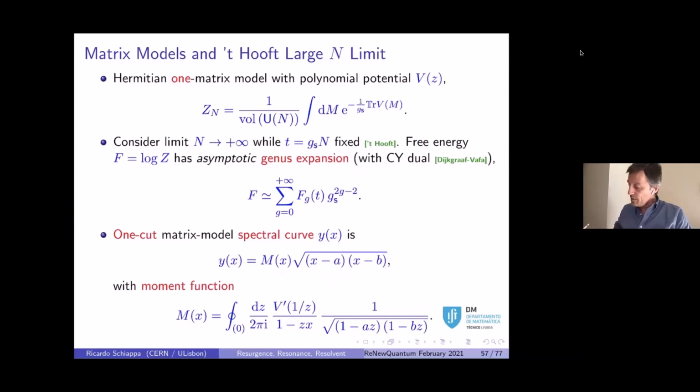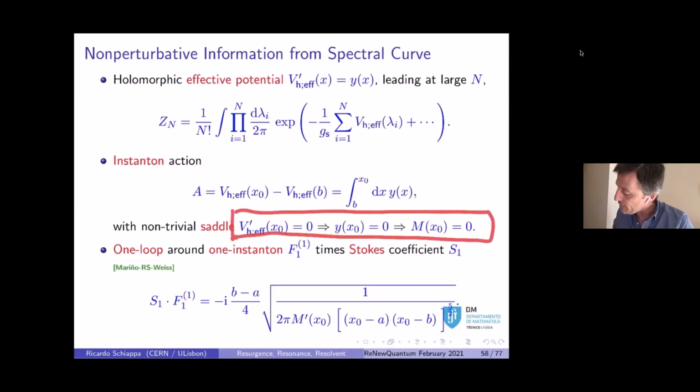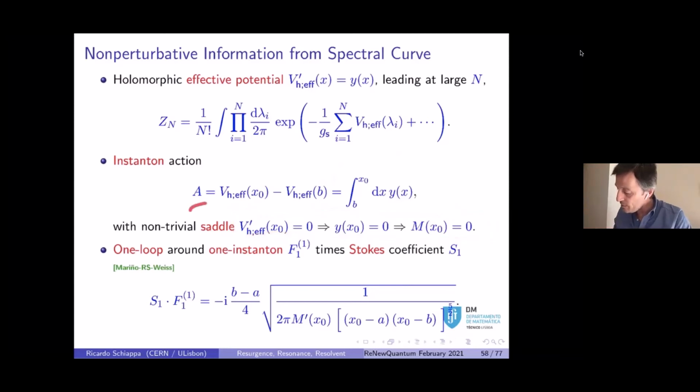There's a polynomial, when the potential is a polynomial function, M in front of it, which is known as the moment function. And it turns out, in this work we did back in 2007, that you can actually compute non-perturbative data out of the spectral curve alone. If you use the so-called holomorphic effective potential, which is basically the primitive of the spectral curve, that's what appears at leading order at large N in the matrix model. Then the instanton action is basically a difference of energy between the endpoint of the cut and the non-trivial saddle associated to this integration that should occur outside of the cut. So that's what the x naught is. And so you can compute instanton actions, and you can also compute the one loop around the one instanton, which gives you the Stokes coefficient. So there's a formula for these things, given a spectral curve.